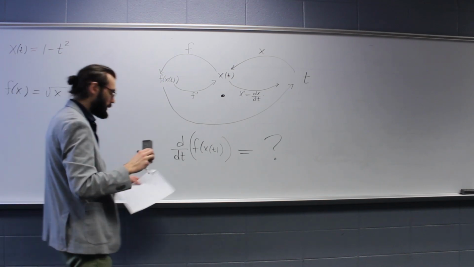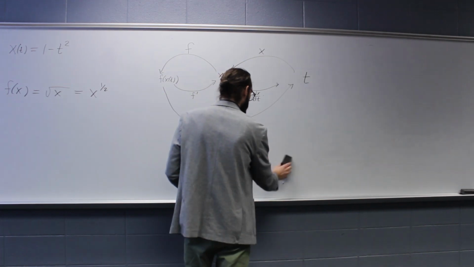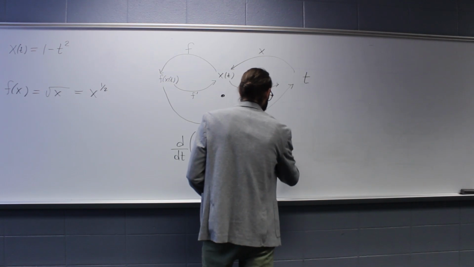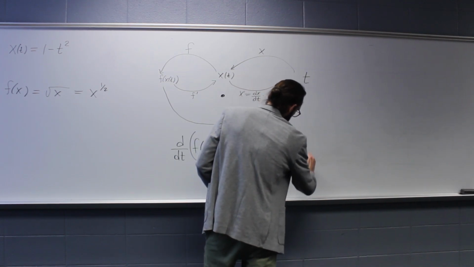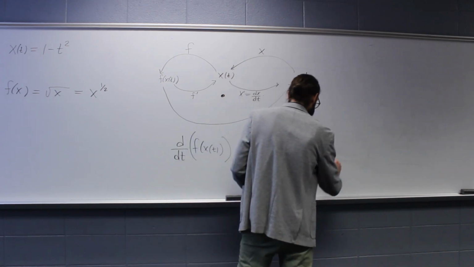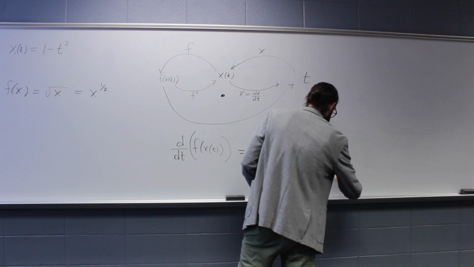All right, so we can fill in our theory here. This is general. All right, so it says f prime evaluated at x of t times the derivative dx/dt. All right, and this is the chain rule for one variable functions. All right, so we have our theory. Let's go back to our example.